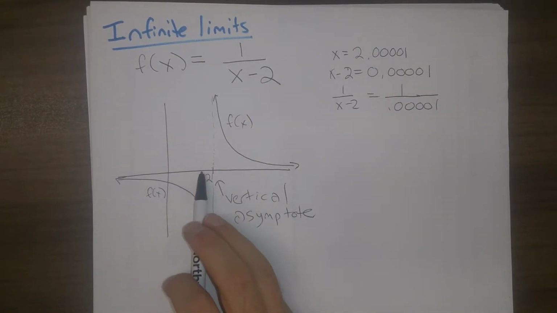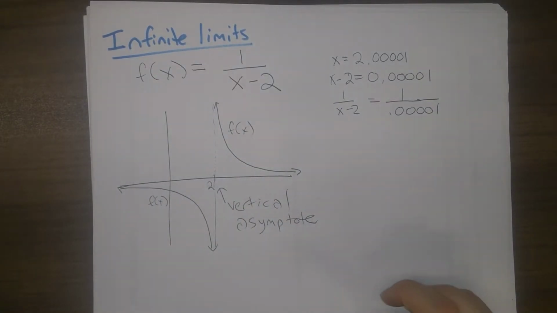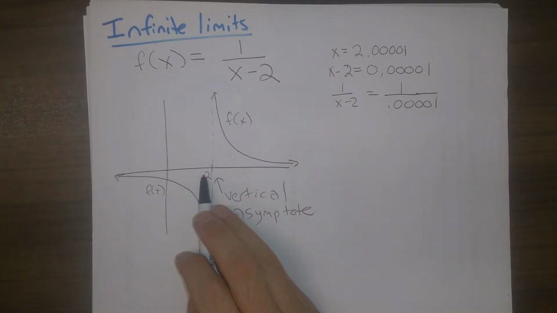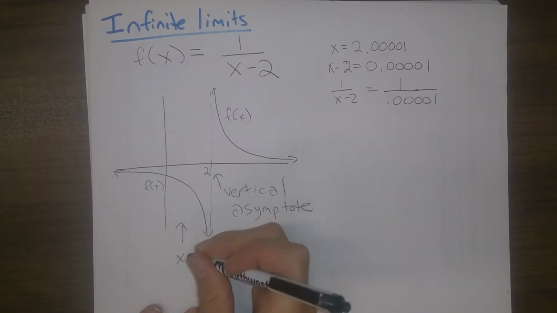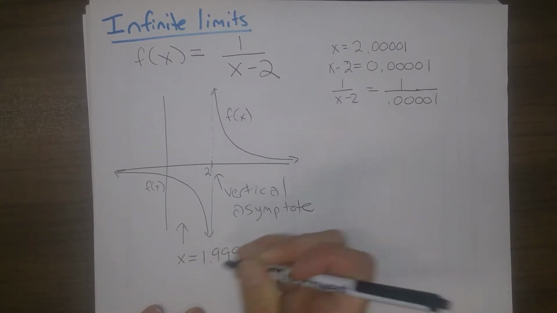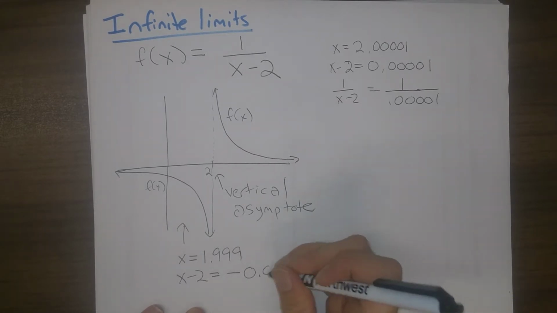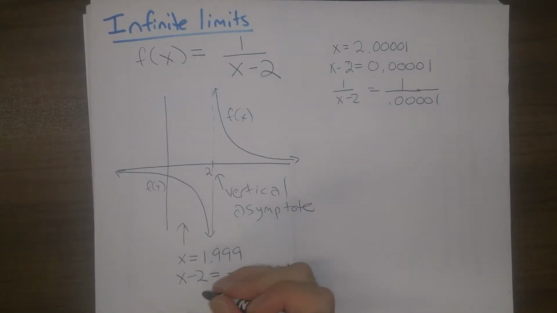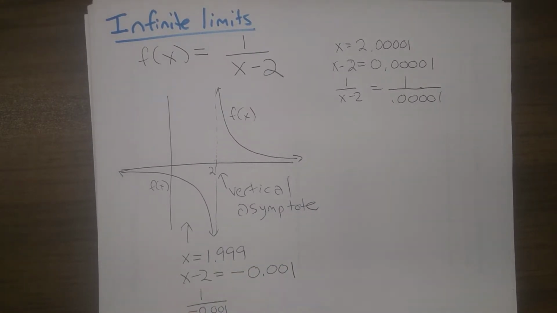Now, on the other hand, when I said x is close to 2 before, I was implying that x was a little bit bigger than 2. If x is a little bit smaller than 2, down here, we're going to see that if x is, for example, 1.999, x minus 2 is negative 0.001 here. And so 1 over minus 0.001 is a large negative number. When I say a large negative number, I mean very negative. Perhaps I should say a small negative number.